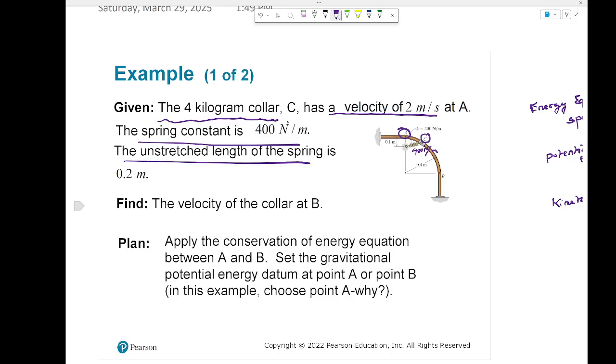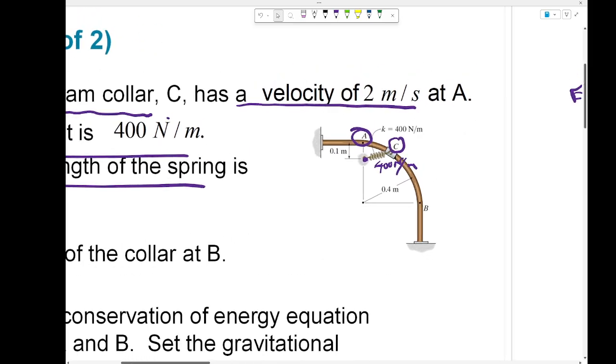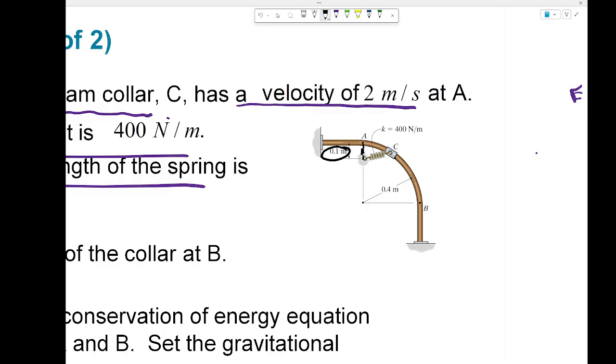The unstretched length of the spring is 0.2 meter. So the unstretched length is at point C. But if you think this way, this spring is here, and when it is coming like this, the length becomes 0.1. What does it mean? The spring is in a compressed state here. Does it make sense, everyone?